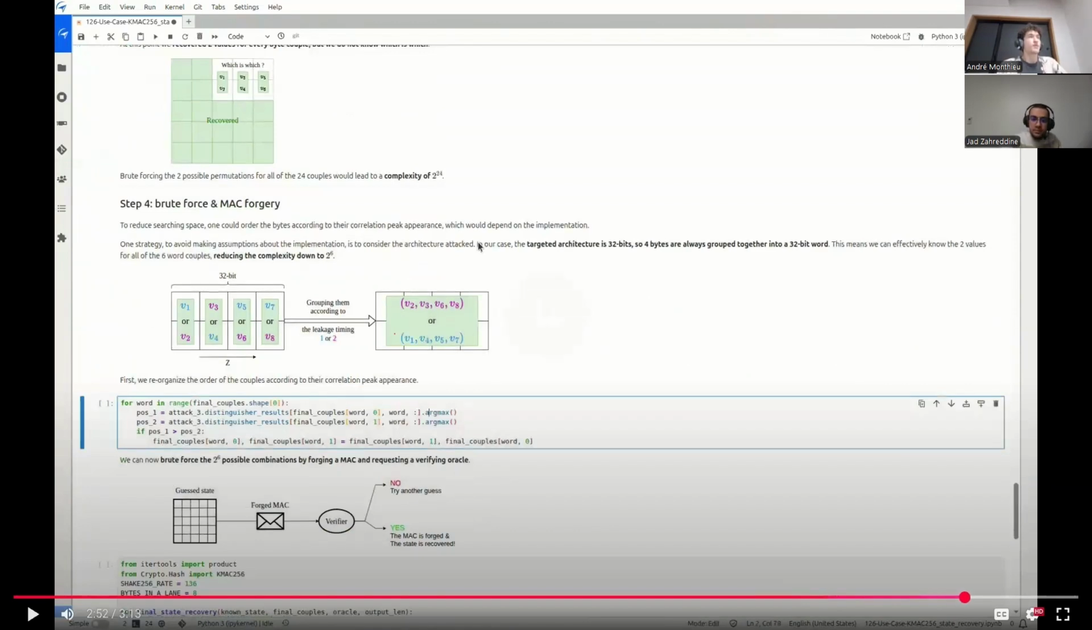And we are going to make use of our knowledge of the architecture. It's an implementation for an STM32, so the targeted architecture is 32 bits. So 4 bytes are always grouped together into a 32-bit word.